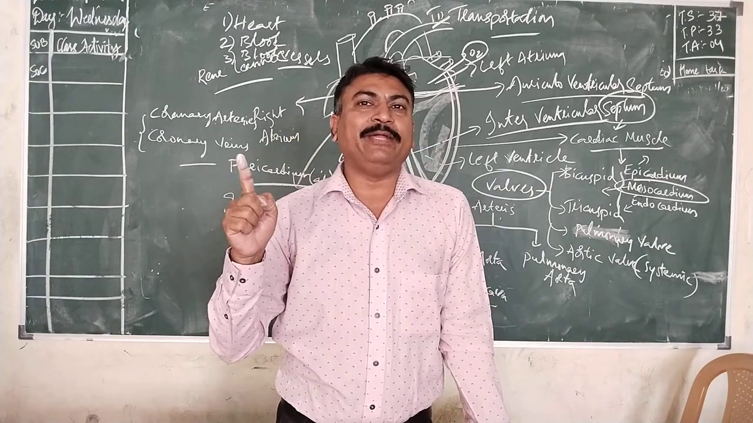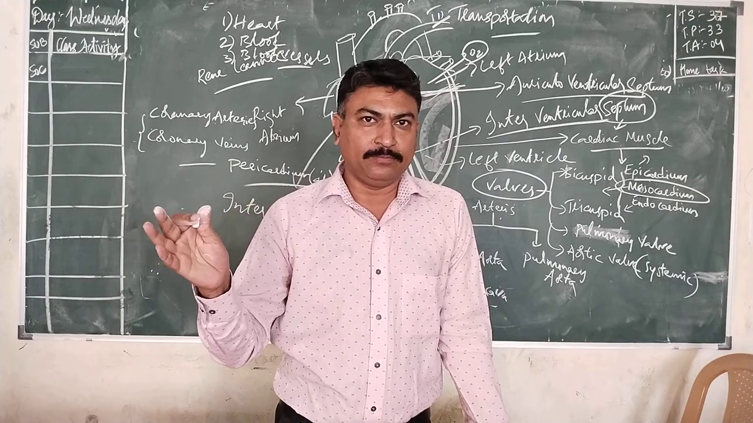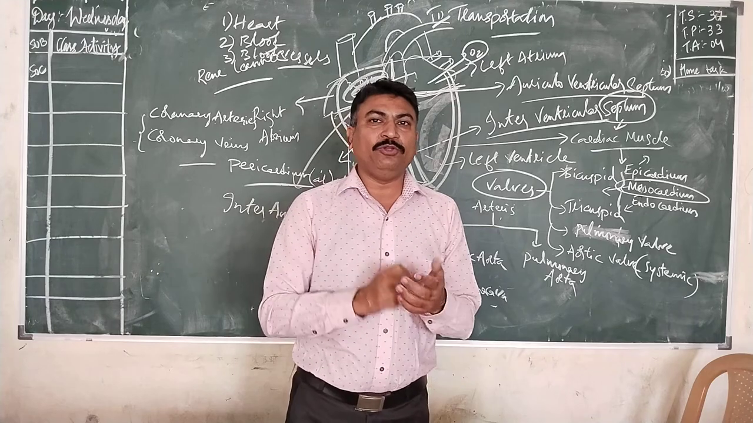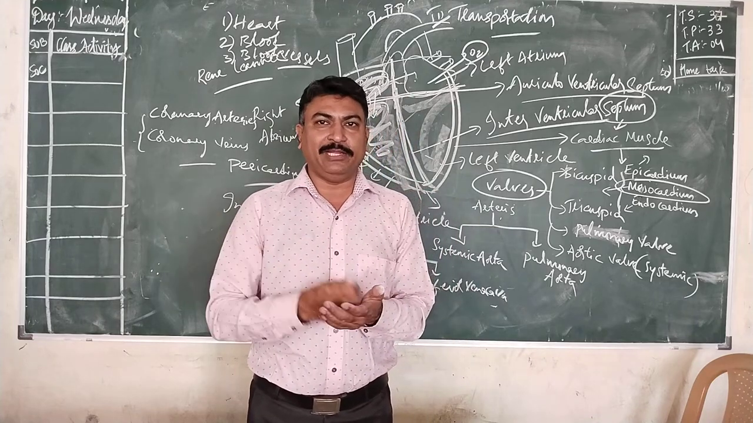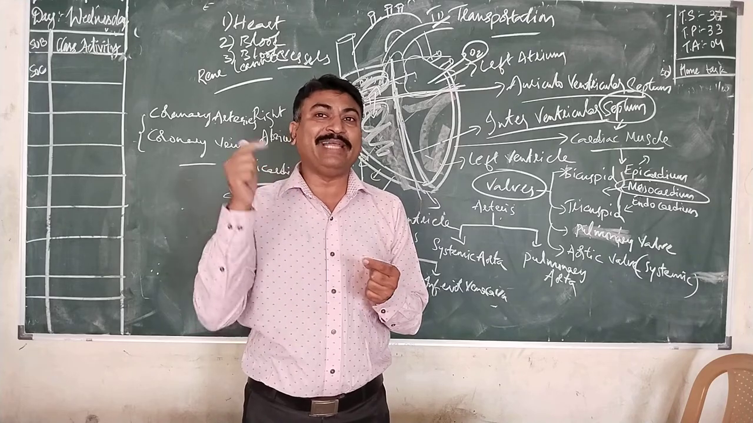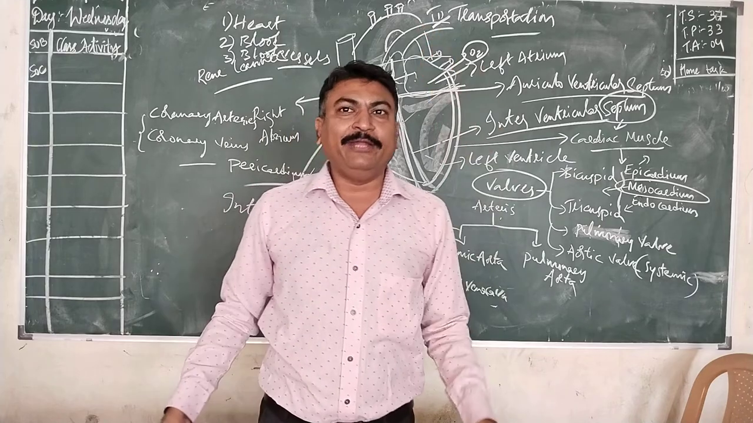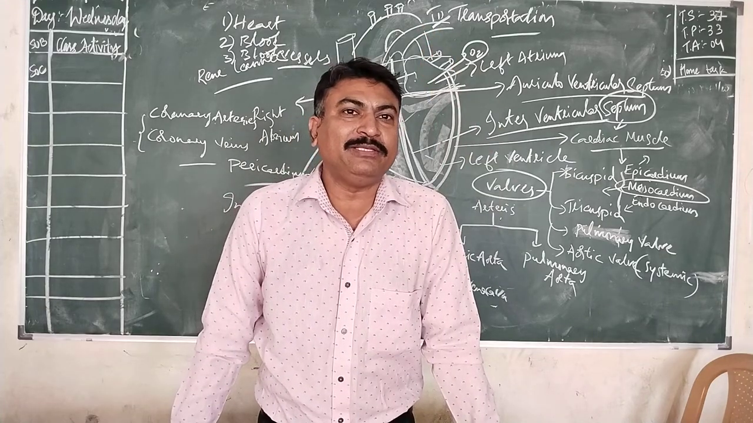This wall we can compare to that of a cycle tube or a tire, any vehicle. When you are filling air into your cycle or a vehicle, a four-wheeler or whatever it may be, the valve allows one-sided flow of air into the tube, but it will not allow the air to come out. The function of a valve is one way.